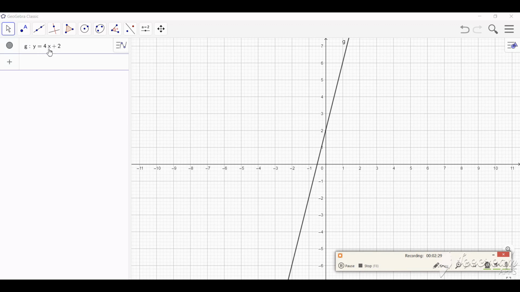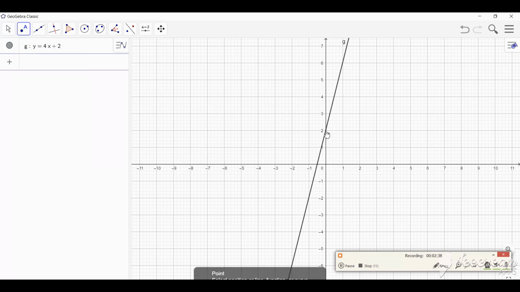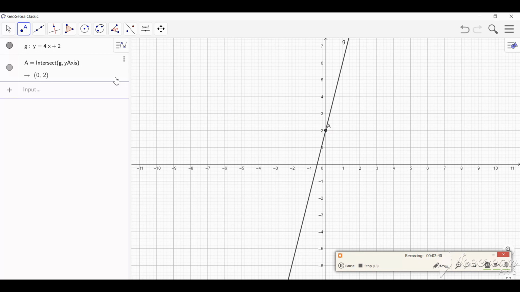Now what I want to find out is, how do I get this 4 value here? Let us look at the gradient of this line. To find the gradient of a line, we simply need to choose 2 random points on the line. So let me choose that point there, and let me choose this point up here.